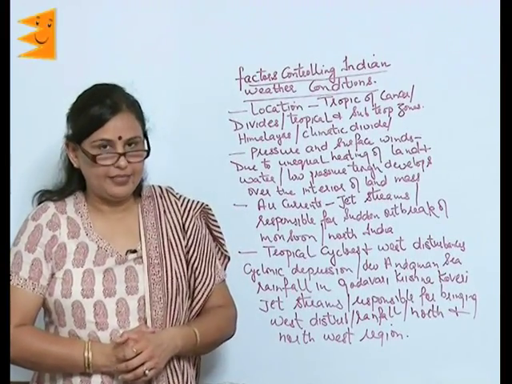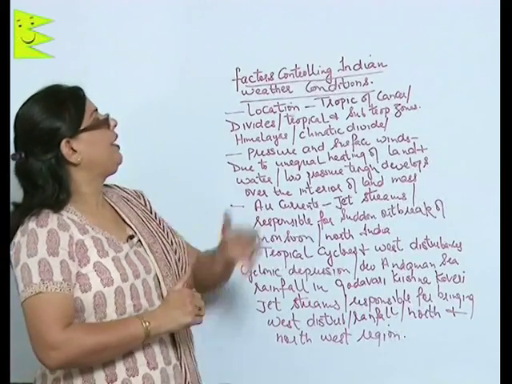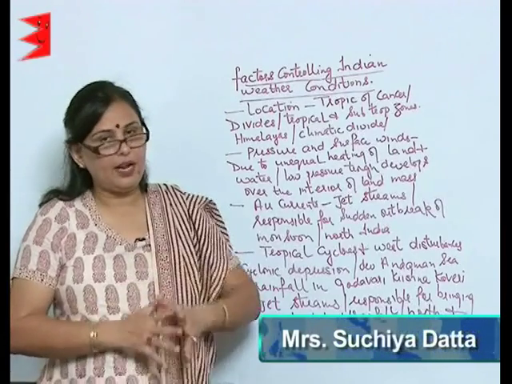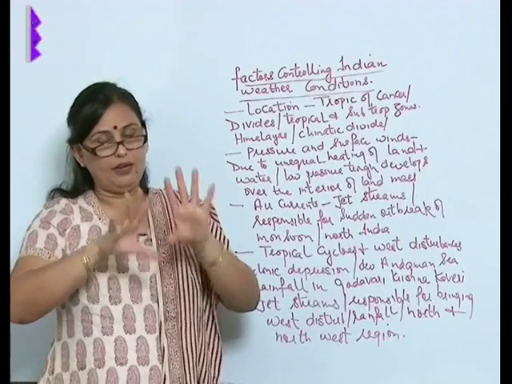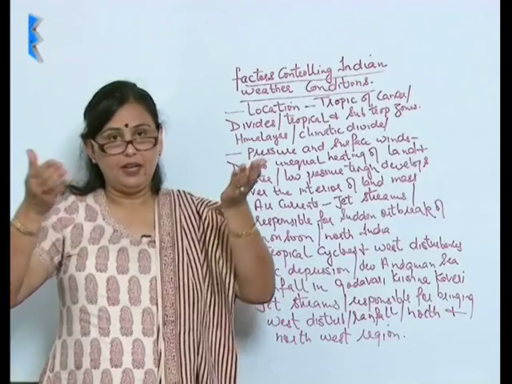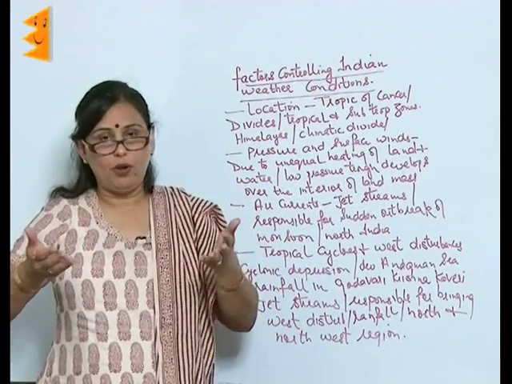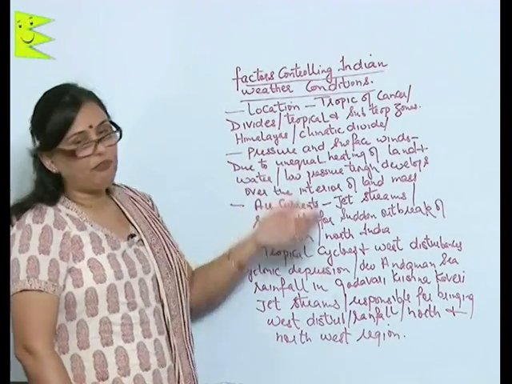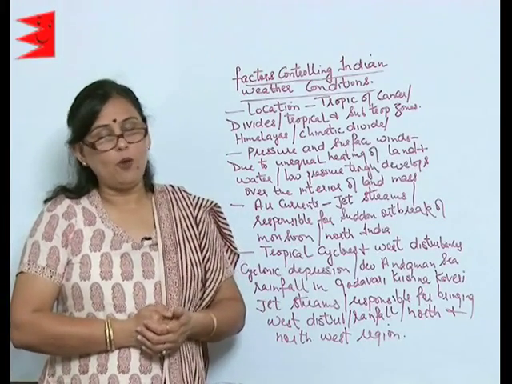Now, let us examine the factors which are responsible for actually controlling the Indian weather conditions. All the countries have certain factors which make a climate, or rather they are the ones responsible for creating the kind of temperature, climate, weather, whatever you call it, that is there in that country. In India, it is actually 4 factors which determine the making of the weather.